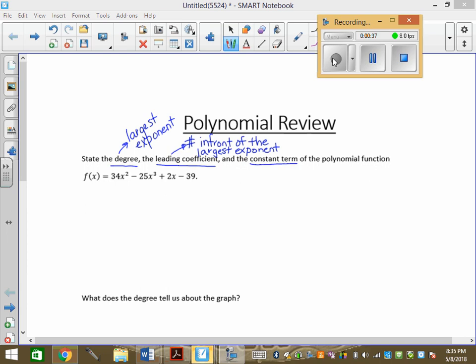And the constant term is the term that remains constant. And the only term that's going to remain constant is the term without a variable. So that when you fill in a number for x, it'll change all the other terms, but it won't change the term without a variable. It will remain constant. So this is the term without a variable, a letter.